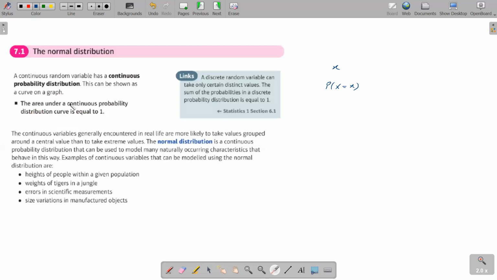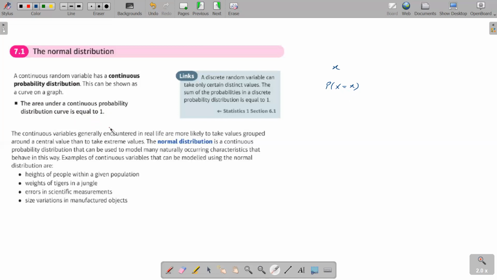Okay, so they say here a continuous random variable has a continuous probability distribution. This can be shown as a curve on a graph. It has to be shown as a curve, the probability distribution. And you recall in the previous chapter, when you drew the table for the probability distribution, the total probability always added up to 1. The same story here. If the probability distribution for the continuous variable is a curve, then the area under the continuous probability distribution curve must be equal to 1. Basically, the area under the curve gives the probability. So these are the important things you need to understand.